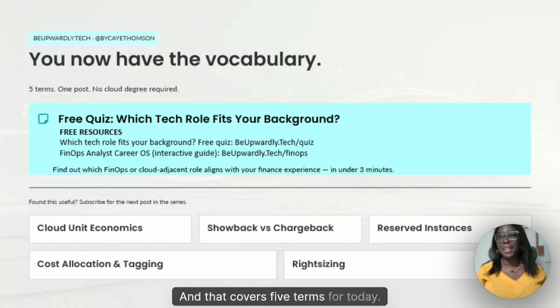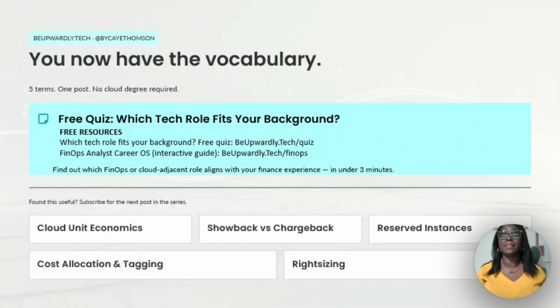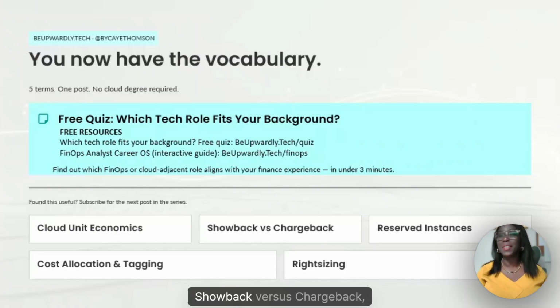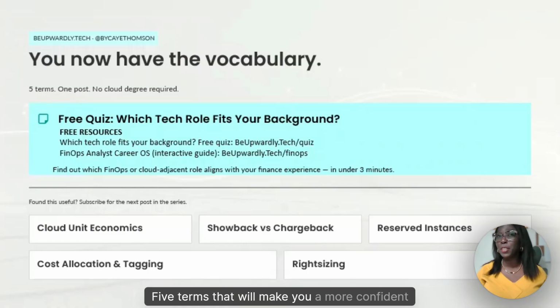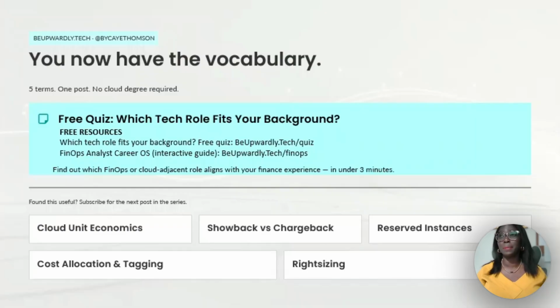And that covers 5 terms for today. Cloud unit economics, showback versus chargeback, reserved instances, cloud cost allocation and tagging, and right-sizing. 5 terms that will make you a more confident presence in any cloud financial conversation.